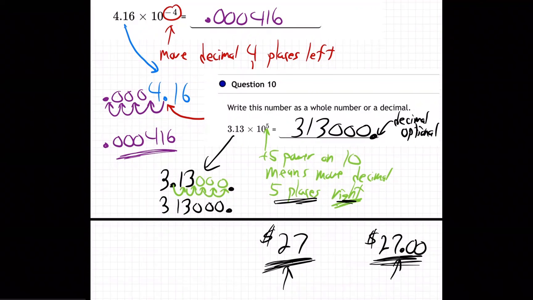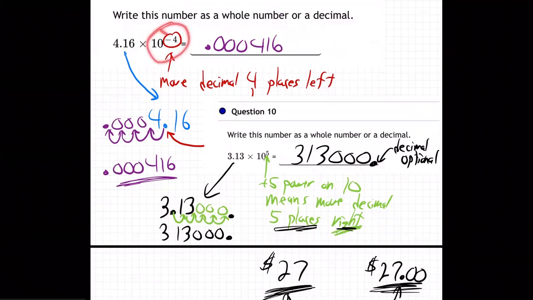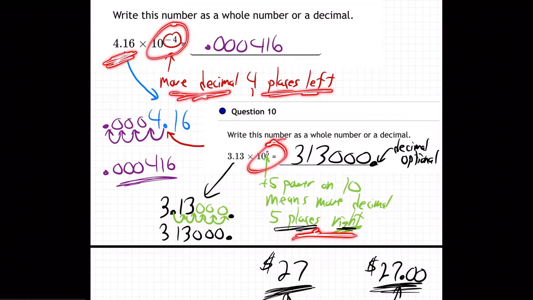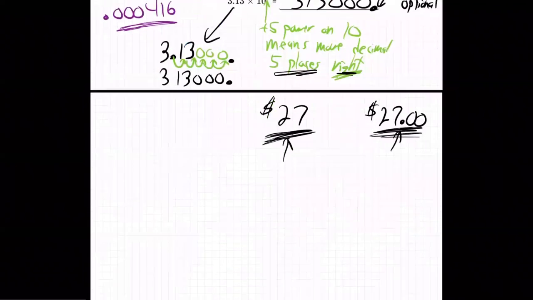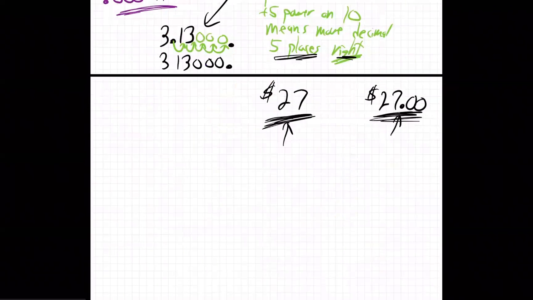So that's the rule. That's a 10 to a power. Whenever you take a decimal number and you multiply by 10 to some power, that power moves the decimal. If it's positive, it moves it to the right. If that power is negative, it moves the decimal to the left. Now, why does it do that? Well, I think you know that already, right?